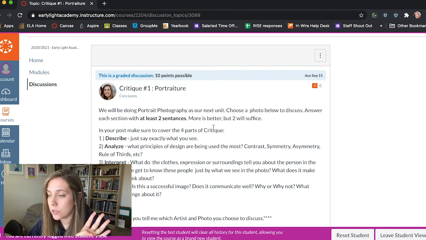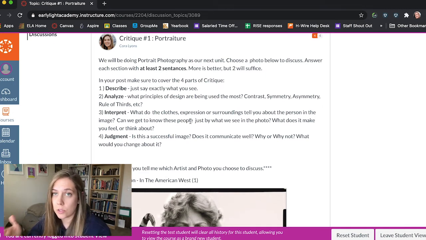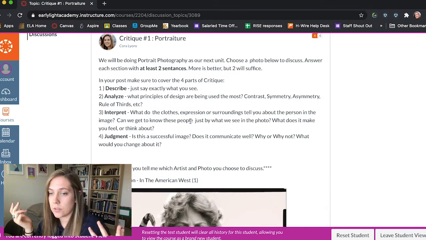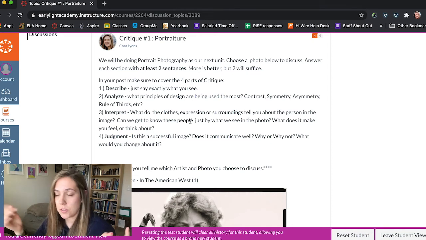So in order to do the discussion board, to do a critique, there are 4 parts. You describe it, like literally whatever it is that you're looking at. So, for example, say there's a photograph of a tree and a cat and a swing, and it's cloudy. If that was the photo I was talking about, I would start with describe. I would say, this photo has a tree and a cat and some clouds, and that's all. Like, that's all you have to say. It's like 1 sentence long.